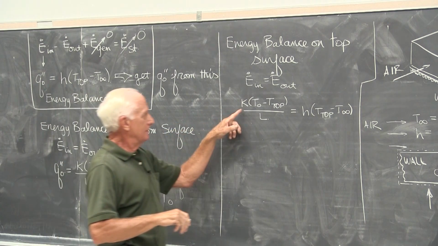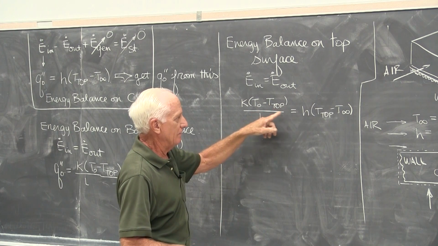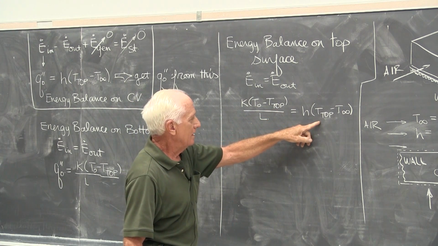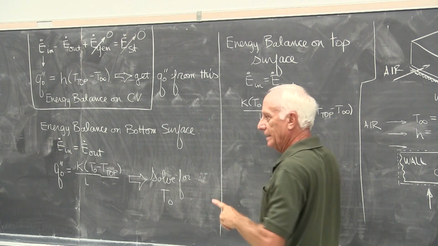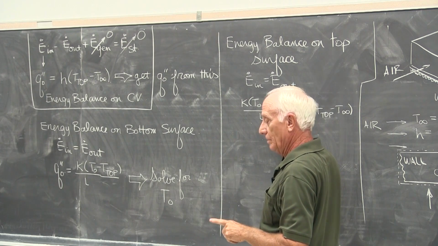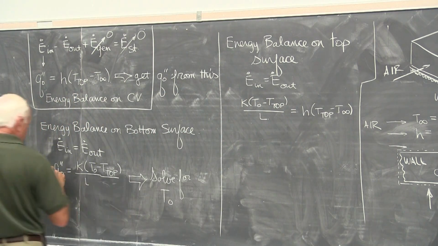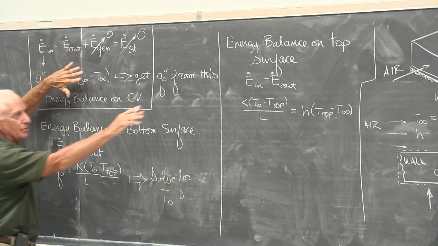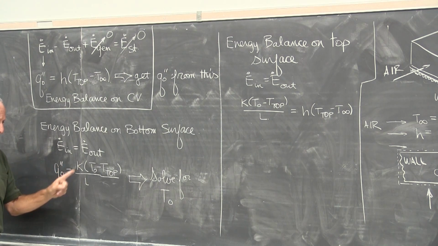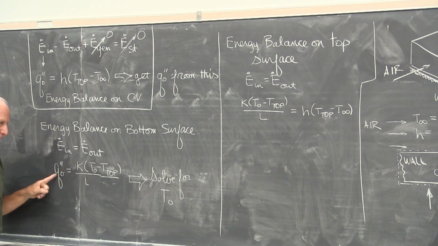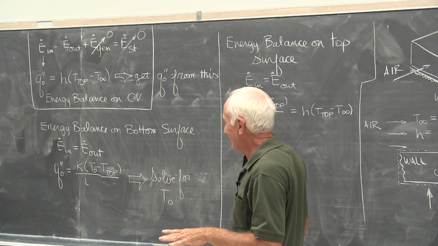Let's see what I know. I know K, I know L, I know T top 85, I know H 100, I know T infinity 30. Yeah, I could use this to get T naught. It would work. But if you just start out and you just write this guy down, the first equation you write down, I don't know T naught, I don't know Q naught. Can't solve it.